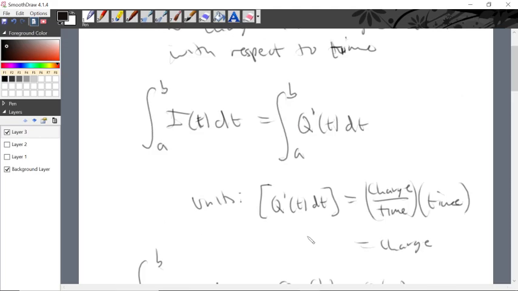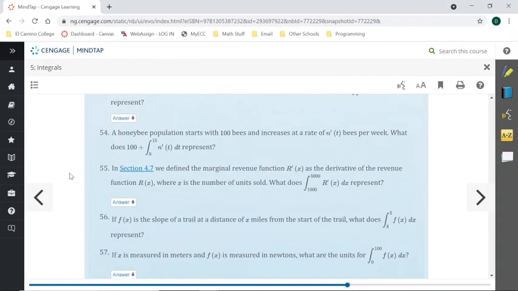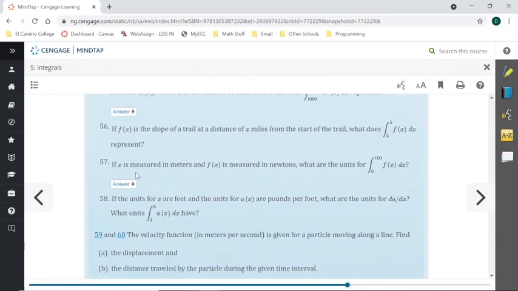That would be our interpretation by the net change theorem for what we found here. So let's take a look at this one more example here.